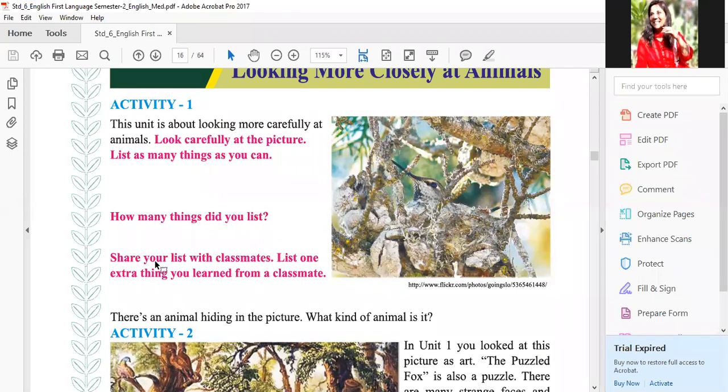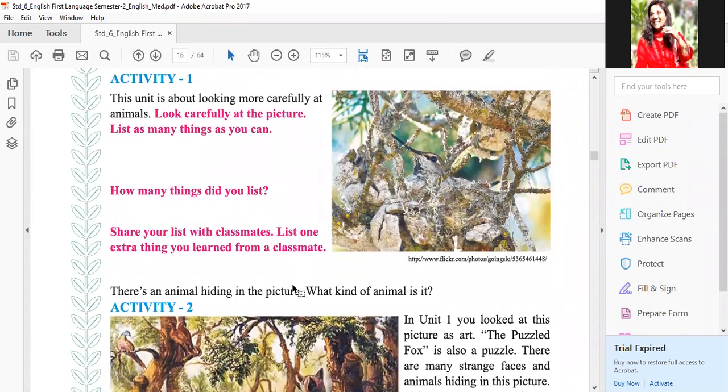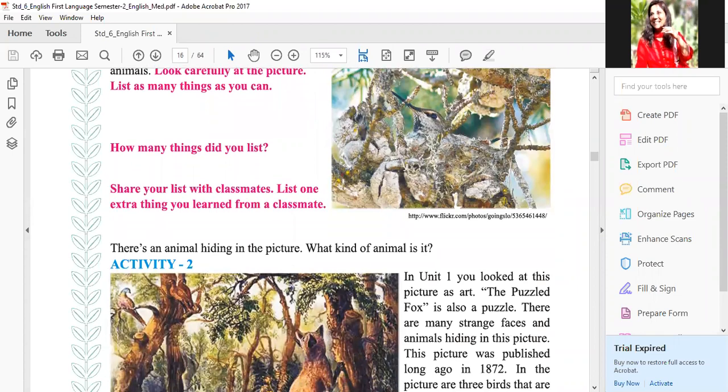क्या क्या आपने देखा? You have to write the list of the things. Share your list with classmates. List one extra thing you learned from a classmate. Because at this time, all of us are sitting at home. COVID situation चल रहा है. So we cannot share the list, but we can definitely discuss with our classmates. This is your homework, right? First, you have to write all the things and name the things and list it out, and then we can discuss it in our lecture.